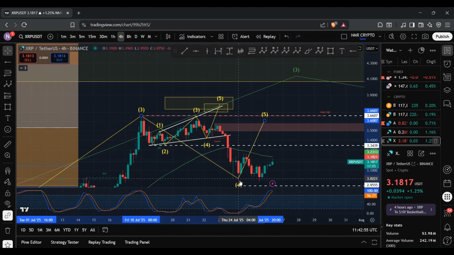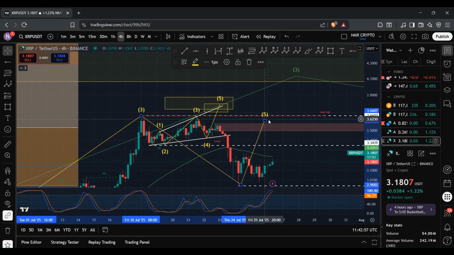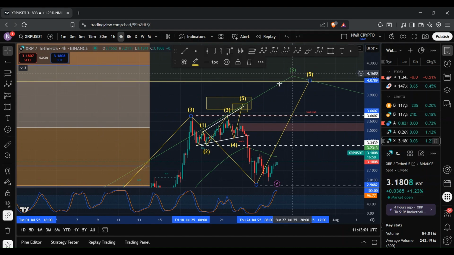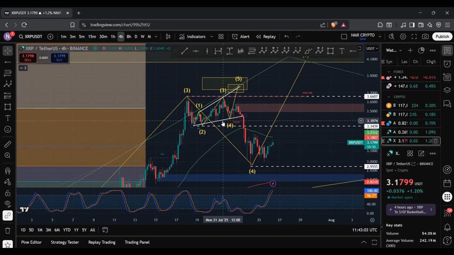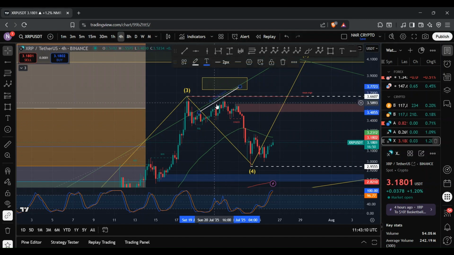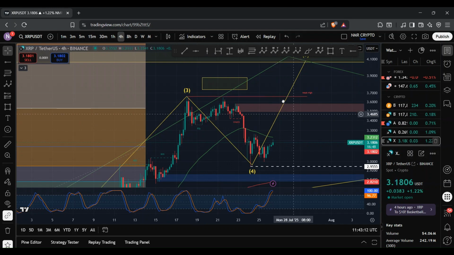And we have this move to the downside that's forming right now to complete the 4th wave, followed by a final push to the upside to complete the 5th wave, which in turn would then complete this 3rd wave here. So if I remove some of this, since we no longer need it, and I'll remove this target also, and I'll remove this, and I'll remove this.